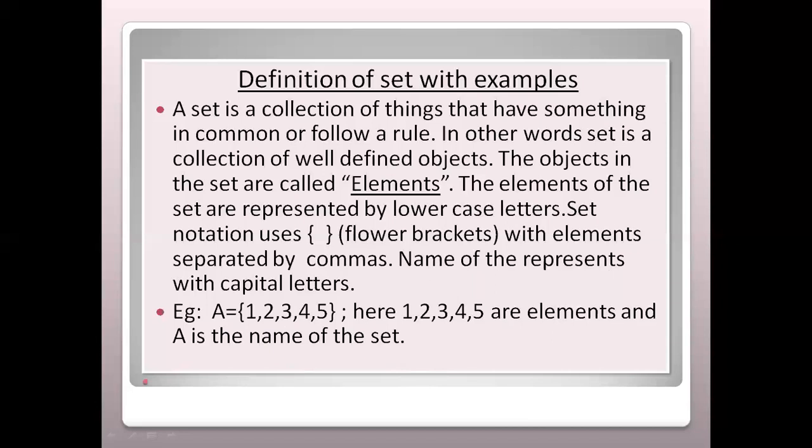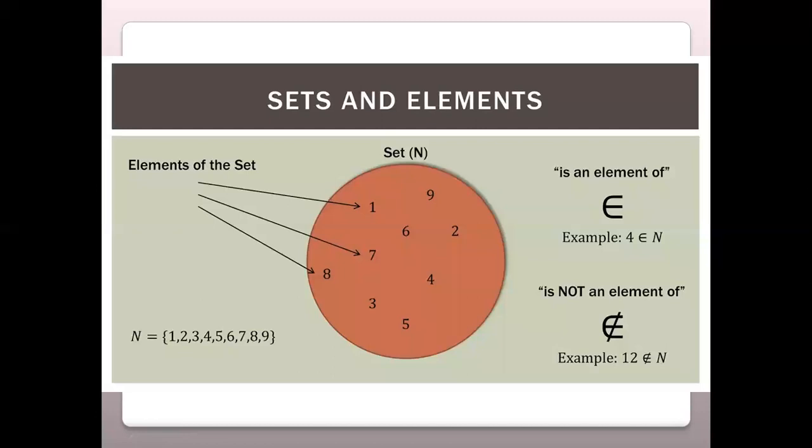Now the same thing you can see in a picture. Just see here a circle which consists of some elements in it, that is natural numbers. Some of the numbers are given, from 1 to 9 here. So these are 1, 2, 4, 3, 5, 7, 6, 9. These all are the elements of the set. So here you will represent this in symbolic form as capital N is equal to {1, 2, 3, 4, 5, 6, 7, 8, 9}.